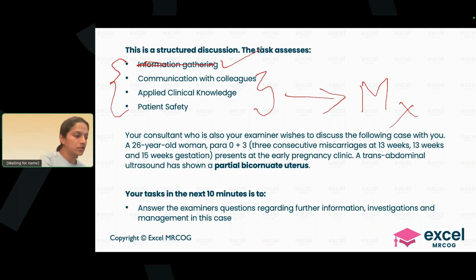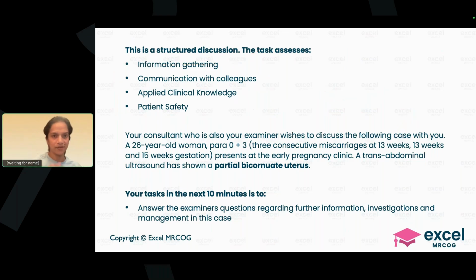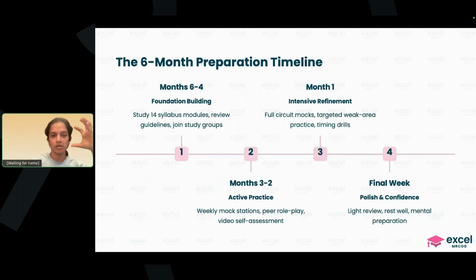All right, so these are the 3 types of tasks. You have SPTs, SCTs, that is simulated colleague tasks, and you have structured discussions. All right. Now, what should you do?